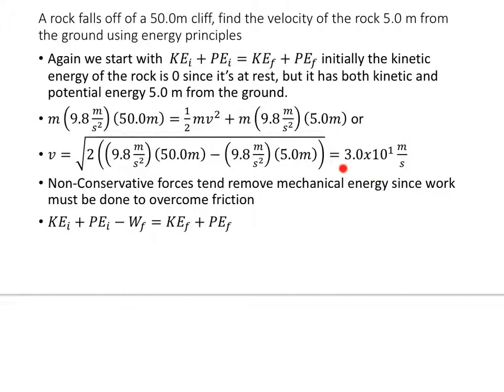So we work through the numbers there, and we end up with 3 times 10 to the 1 meters per second. Notice I'm writing it like that because there are only 2 significant figures in the answer. I don't want to write it as 30 because that would indicate only 1 significant figure.